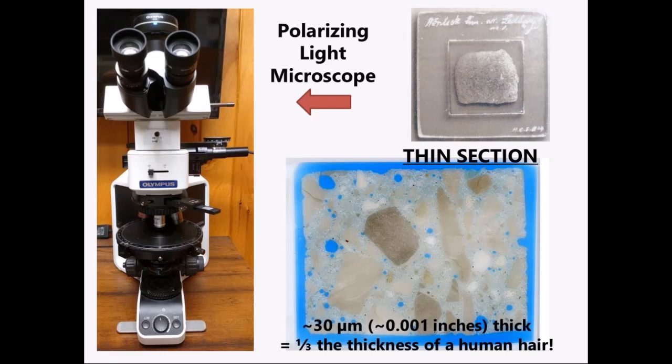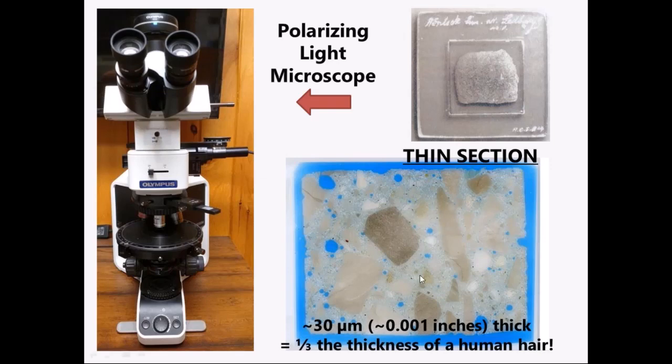What's happening here is our slice of concrete, our sample, is sliced so thinly that it will allow light to pass through it. In the case of concrete petrography, we typically make our sample between 25 and 30 microns thick. So a micron is a millionth of a meter, and so 30 microns thick is about 1/3 the thickness of a human hair. That's how thin that piece of concrete is that's glued to the top of the microscope slide.